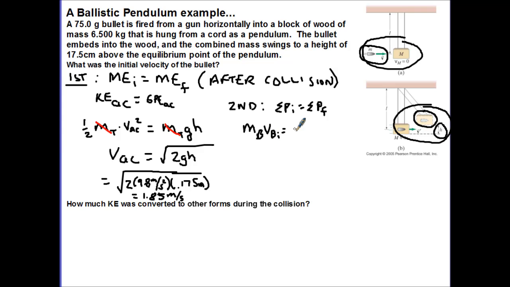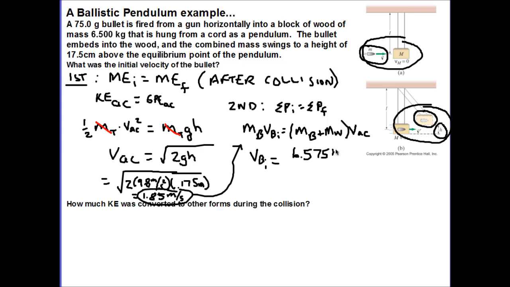Ends up going to, it's a hit and stick or a perfectly inelastic collision. So that ends up going to the mass of the bullet plus the mass of the wood times V after the collision. Now I've already calculated V after the collision. It's right down here. So I can take that value and plug that into this equation to find the velocity of the bullet. So the velocity of the bullet initial is just equal to, let's see, the total mass is 6.5 kilograms plus 0.075, so that'd be 6.575 kilograms. That would be the entire mass of the bullet and the block. It's moving at 1.85 meters per second. That's how fast it came out of that collision.